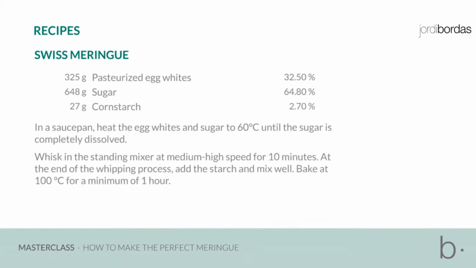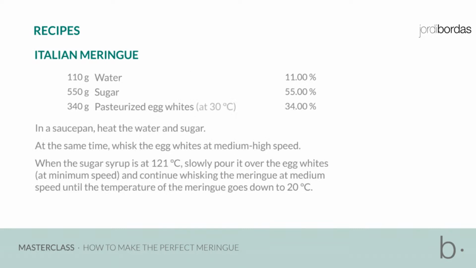Then for the Swiss meringue, the next recipe will be... Can we go back to the Italian meringue? Yes, okay, let's see the Italian meringue. This is a classic recipe of Italian meringue. It's 11% of water, 55% of sugar, and 34% of egg whites.